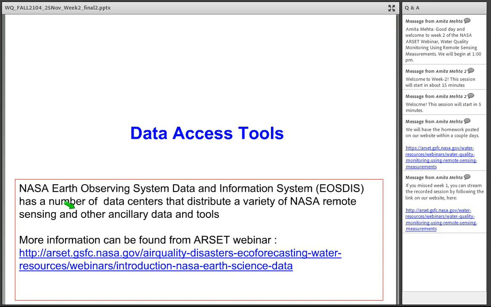tools. We want to point out this webinar that was conducted earlier, a couple of months ago by ARSET. It provides information about a number of tools to access NASA satellite data products, especially Earth Observing System Data and Information System. They have about 12 data centers and a number of tools. Sometimes software is also available to access data. So this is one useful resource.